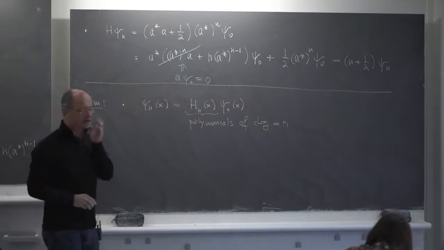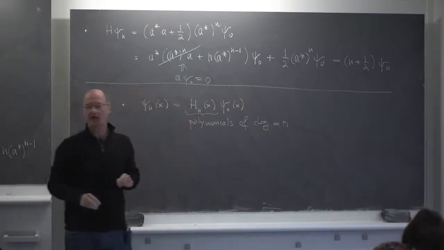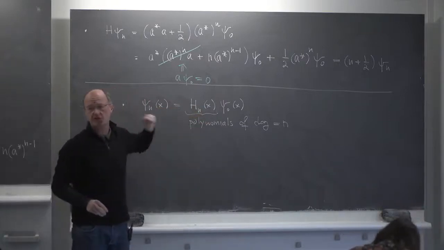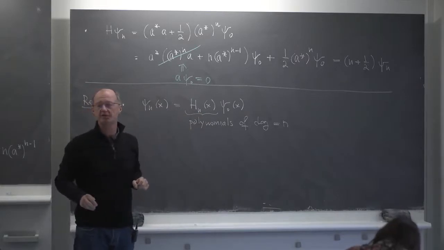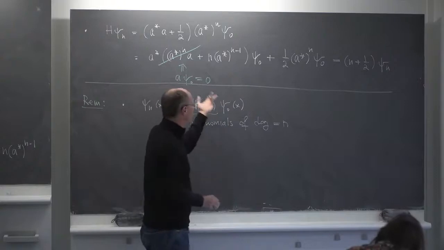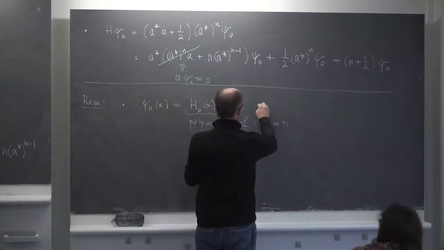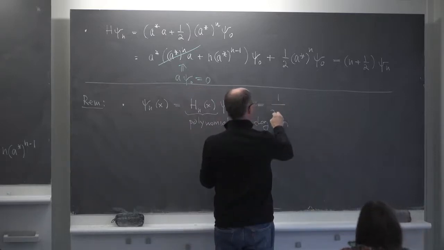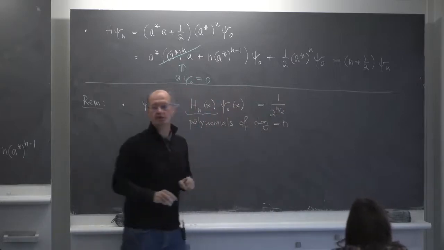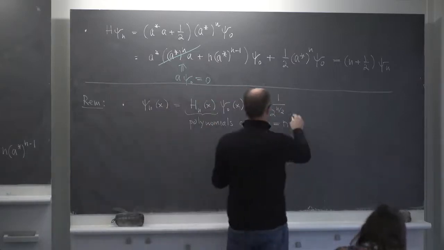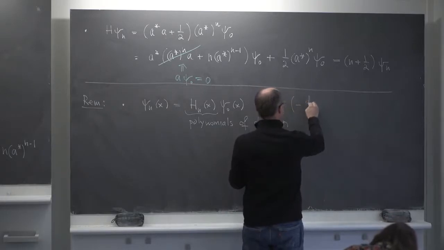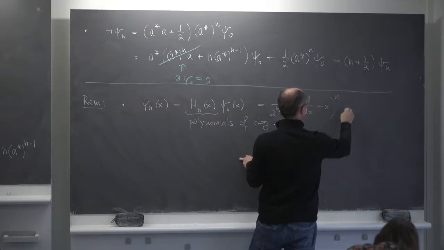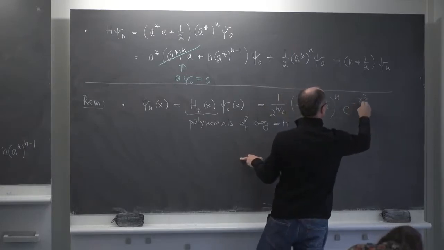Why is that? One of the exercises for next time will be to actually give some formula for those h n's. They're called Hermite polynomials. But why is it true? You see, this is equal to what? It will be 1 over 2 to the power n over 2, then minus d over dx plus x, to the power n, and here exponential minus x squared over 2.